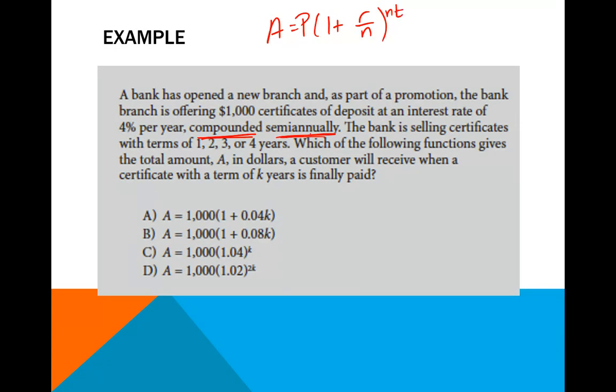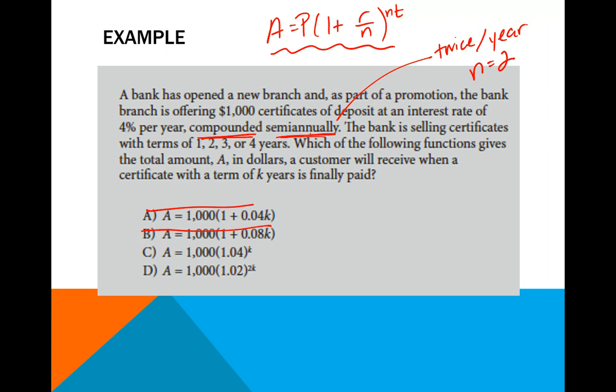And then semi-annually, this means twice per year, which tells me that n is going to be equal to 2. So now I can start to piece things together. And even without knowing this formula here, if I can remember that compound interest is going to deal with variables in my exponent, I can get rid of those first two answer choices. So then from there, I've got it narrowed down to these two.